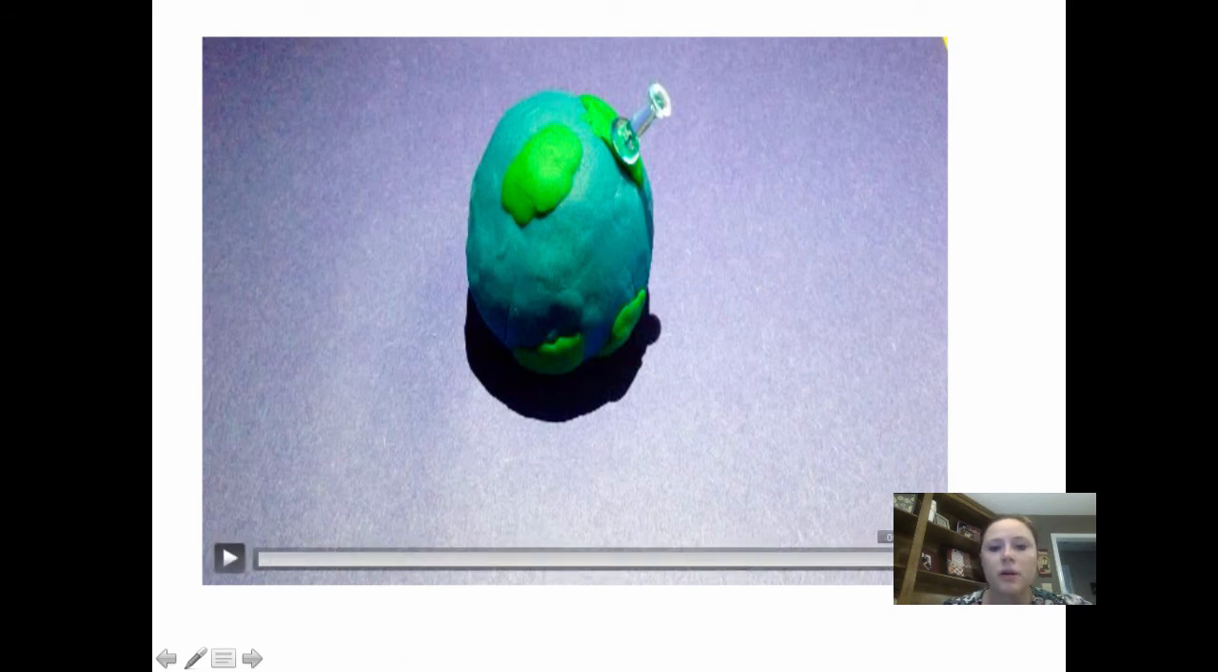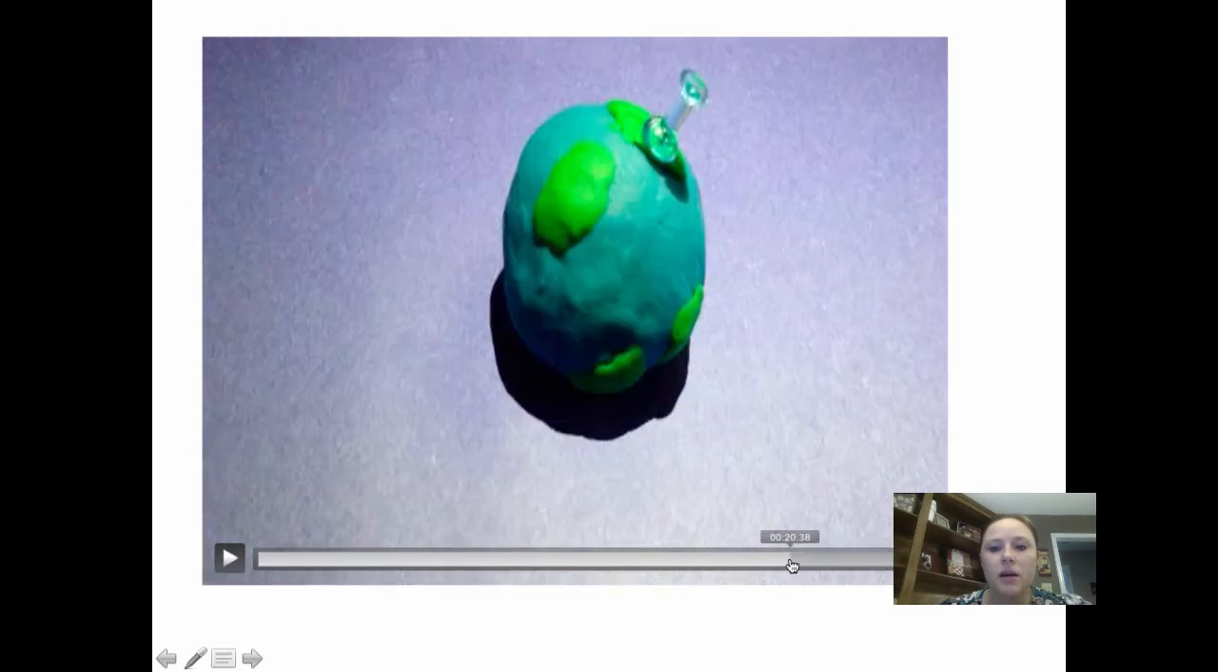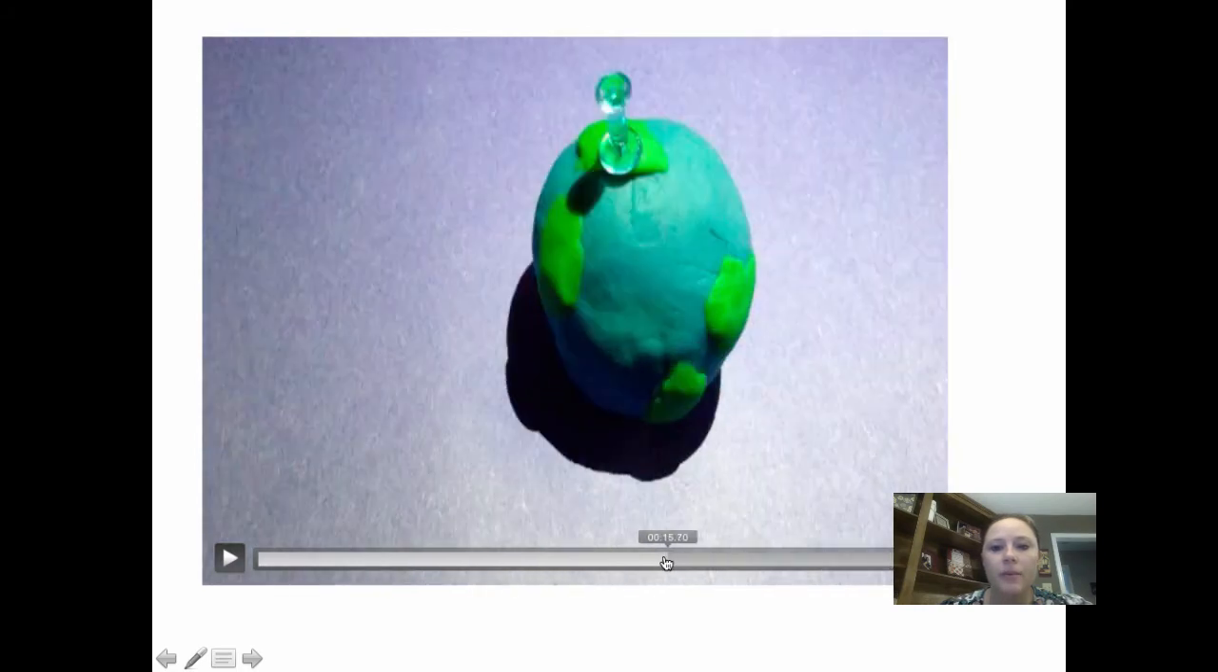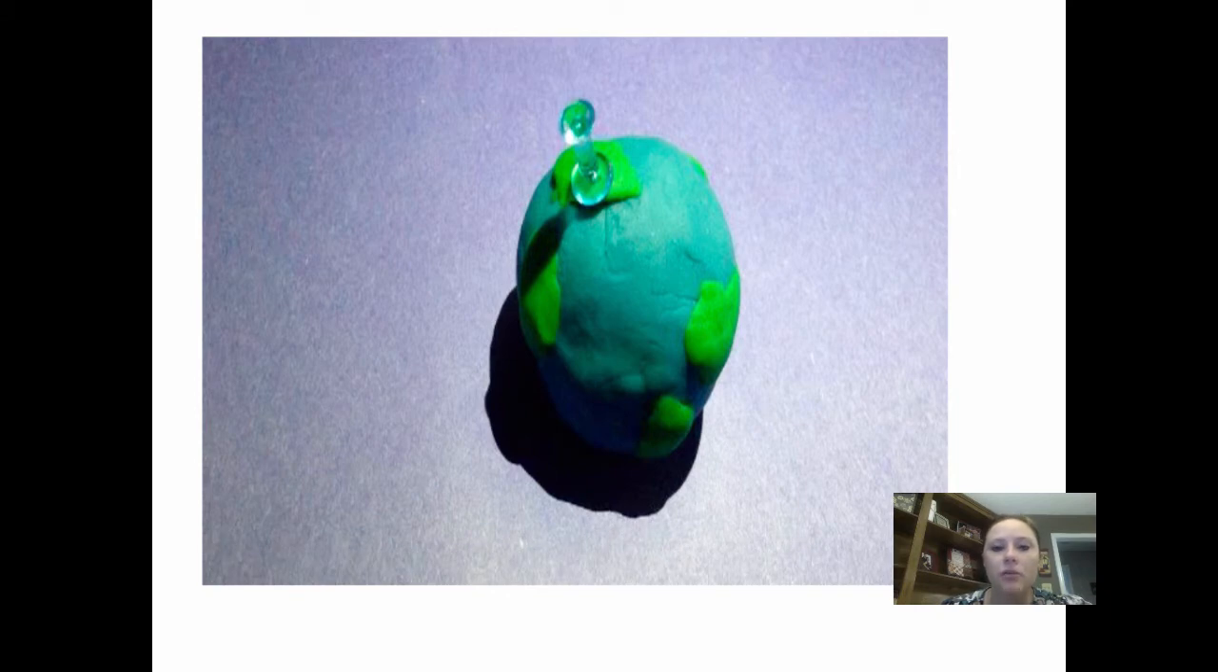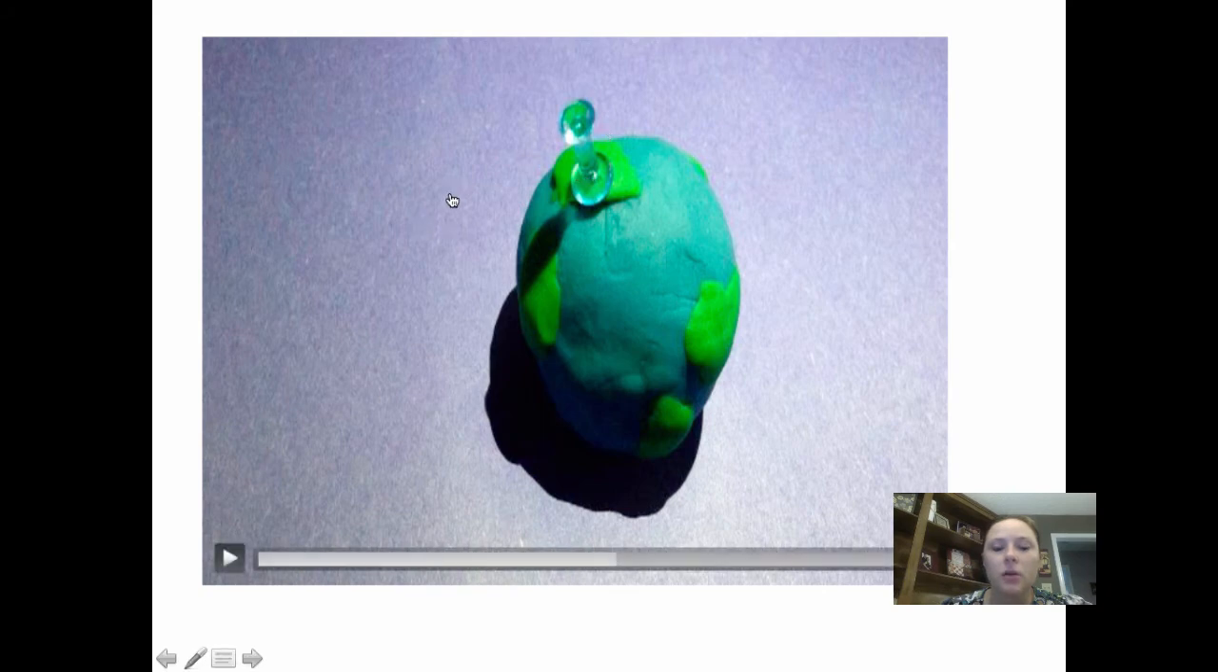Okay, so if you noticed, if we go back on here and we talk about what happens with the pushpin, okay, so if you notice right here the shadow is long, and that's in the morning. Ask yourself where the sun would be. So the sun is over here, okay?